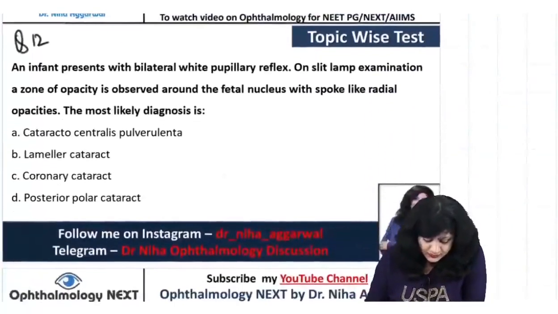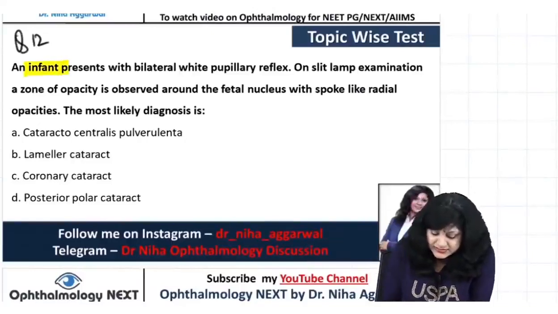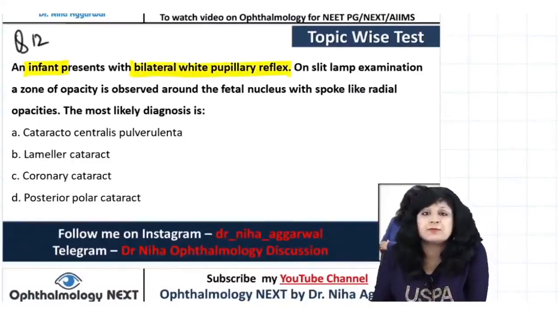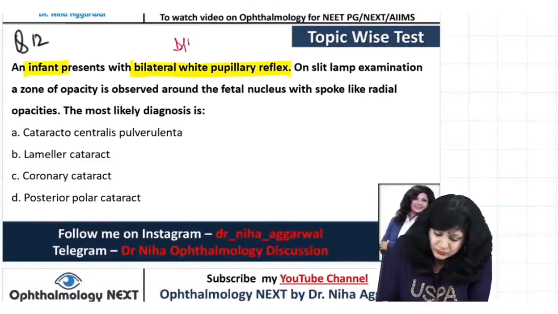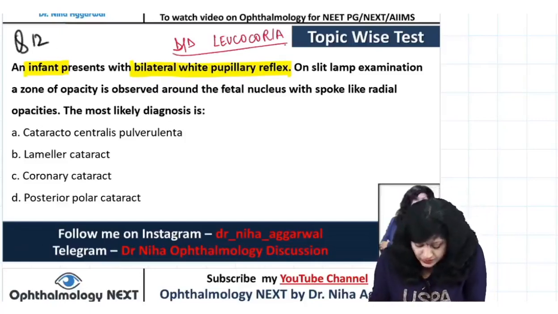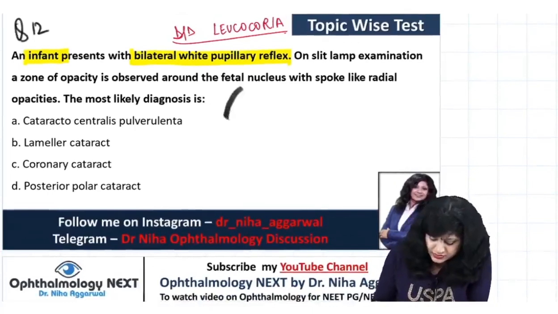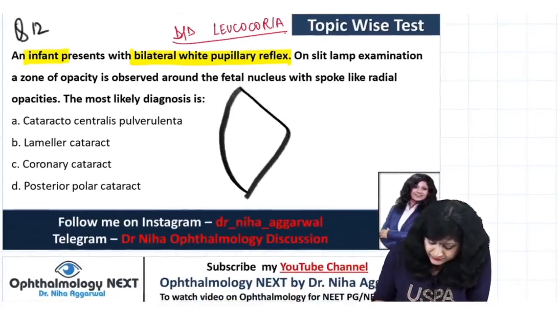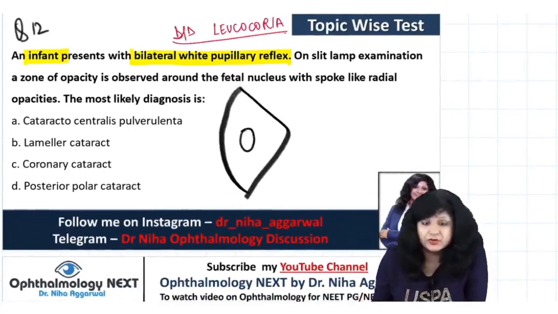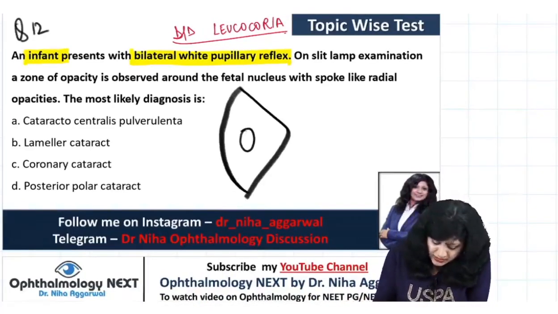Next question, question number 12. The infant is presenting with bilateral white pupillary reflex. So you have to think about the DD of leukocoria here. On slit lamp examination, you are getting a zone of opacity around the fetal nucleus. So if you have a lens here, then you have a fetal nucleus. They are showing spoke-like radial opacities around this fetal nucleus.